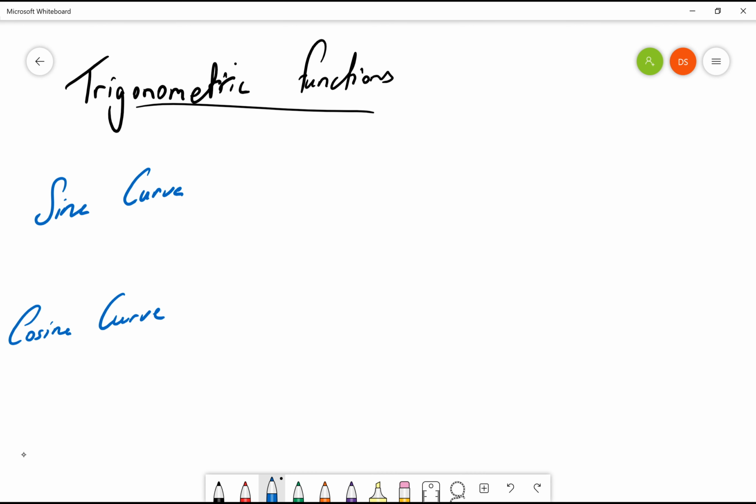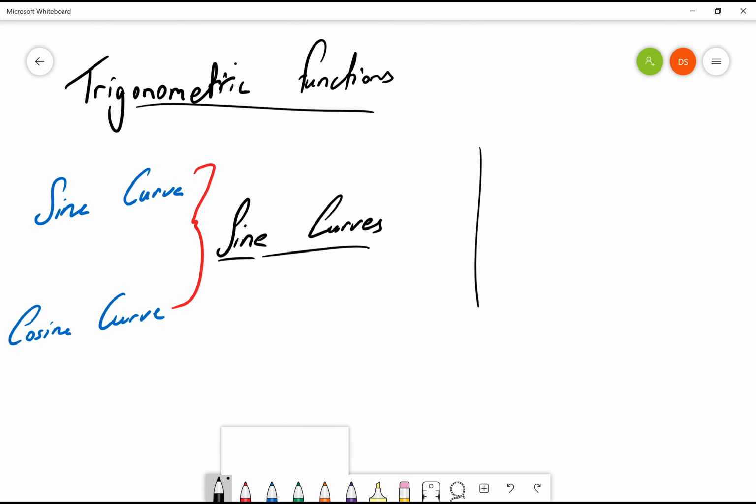There's also the tan curve, but we're not going to look at the tan curve, and we're not going to look at any other interesting types of curves for now. These curves in physics have a special name, and they're called sinusoidal curves. Even though this is a cosine curve, it's still a sinusoidal curve. The reason for this is it looks like this.